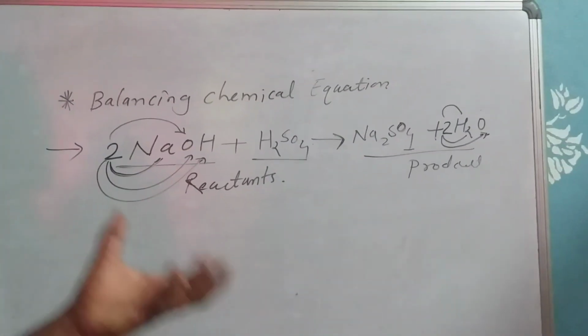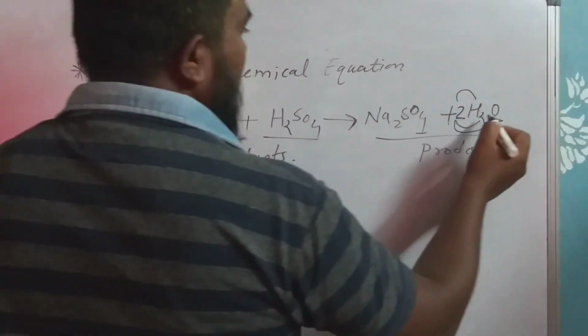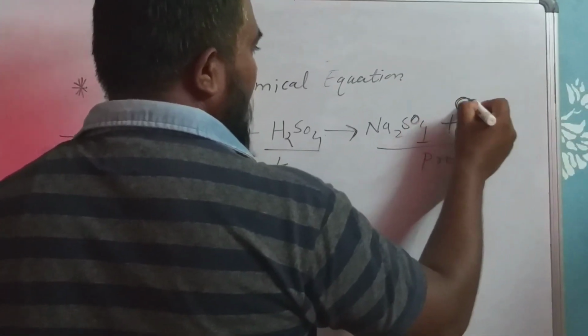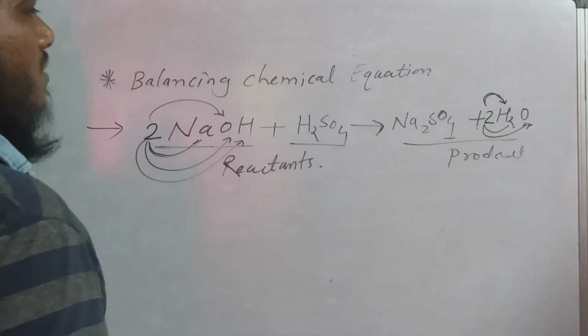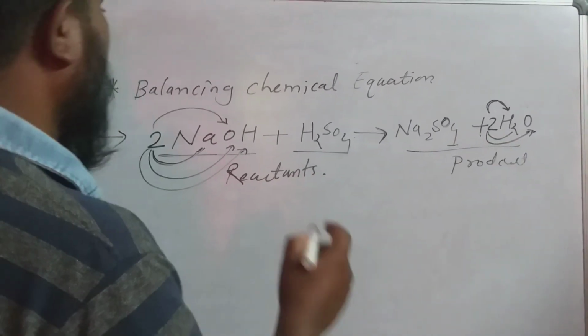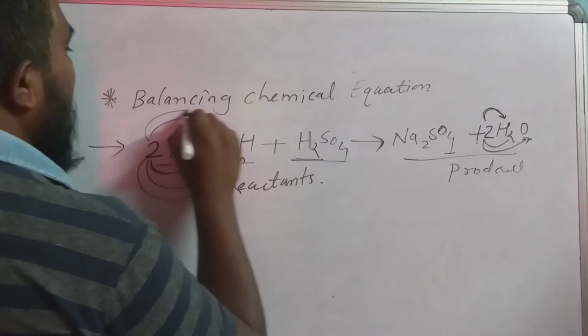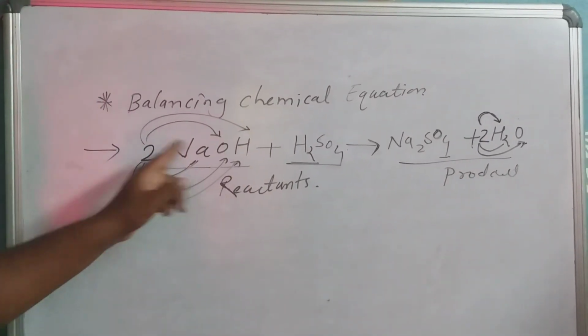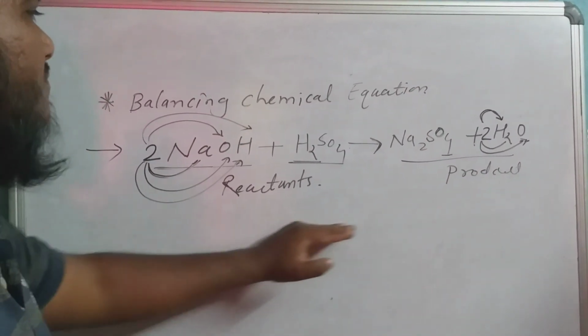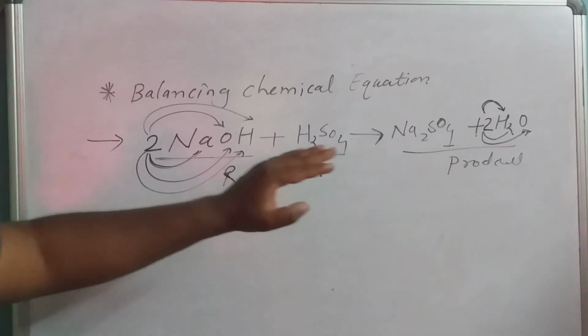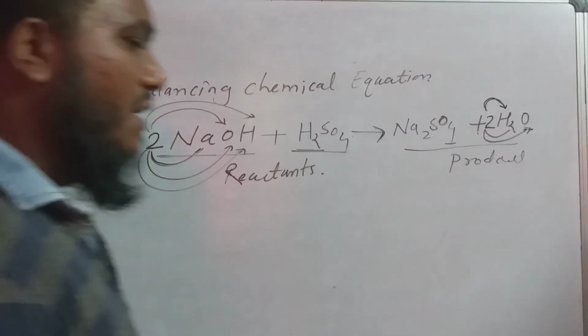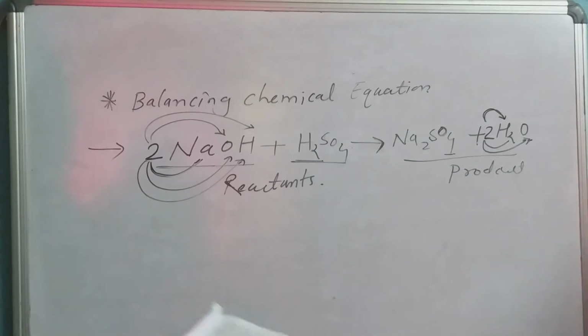Now simultaneously when we equalize 2, this hydrogen becomes 4, hydrogen 2 2s are 4. Now we will see in reactants 2 hydrogens are here and these 2 ones are 2 hydrogens are here. Like this we can balance the chemical equation. Now we will see the next example.